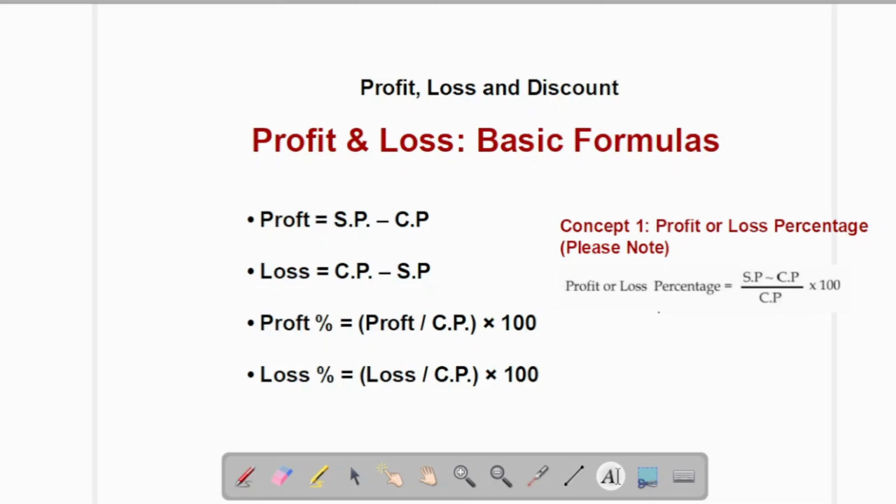So if you want to calculate the profit percentage, you need to calculate the profit, divide it by the cost price, and multiply by 100 to get the percentage value. Similarly, for the loss, you calculate the loss, divide it by the cost price and multiply by 100, and you will get the loss percentage. So this is concept 1.